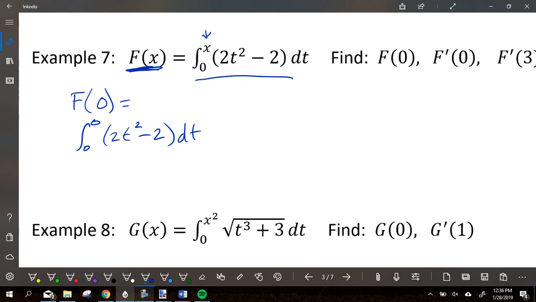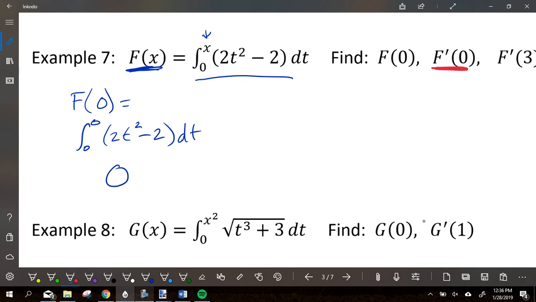Guess what happens when you find the area under the curve starting at 0 and going till 0? It's 0. The answer to that question is 0. What is capital F of 0? It's 0. If it were a number there instead of 0, if it had been like 6, then you take the antiderivative, you evaluate that thing from 0 to 6, and you're good. But that one's pretty straightforward. Let's do the next one.